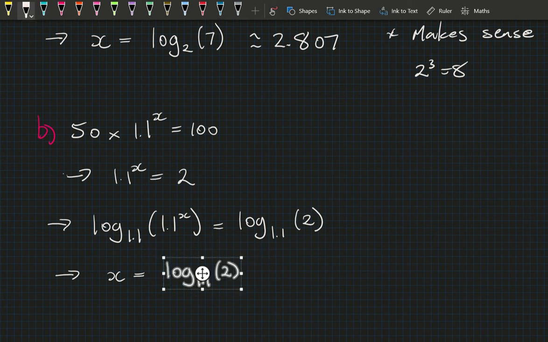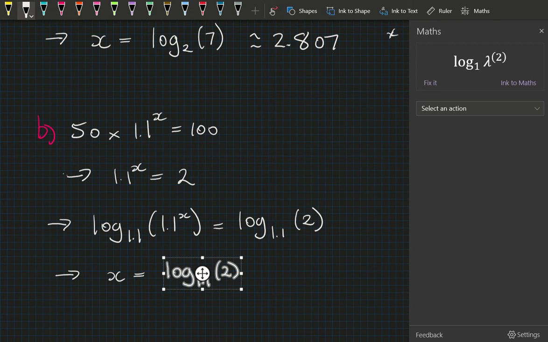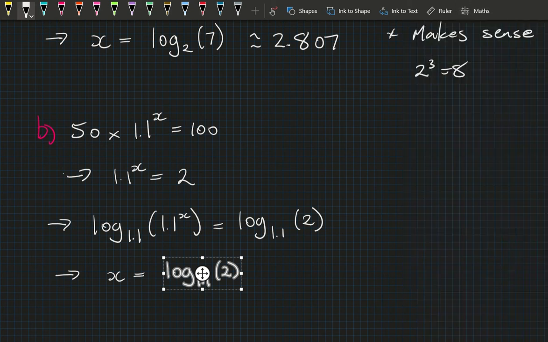Let's check that out in the calculator. What the heck does lambda have to do with anything? All right, I'm going to have to delete that and do it again.